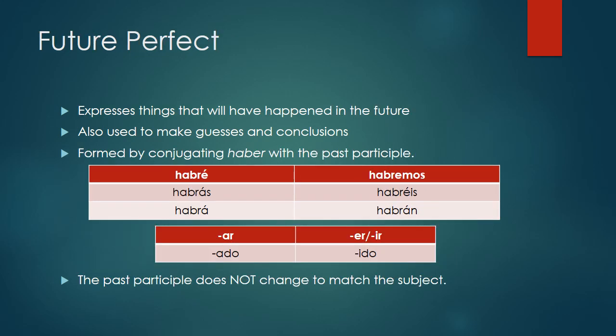The future perfect expresses things that will have happened in the future, and also it's used to make guesses and conclusions. To form the future perfect, you conjugate haber in the future tense, and you add the past participle of whatever verb you want to conjugate. So the conjugations of haber are habré, habrás, habrá, habremos, habréis, habrán. And the past participles are ado and ido. The past participle doesn't change to match the subject. It always ends in o.